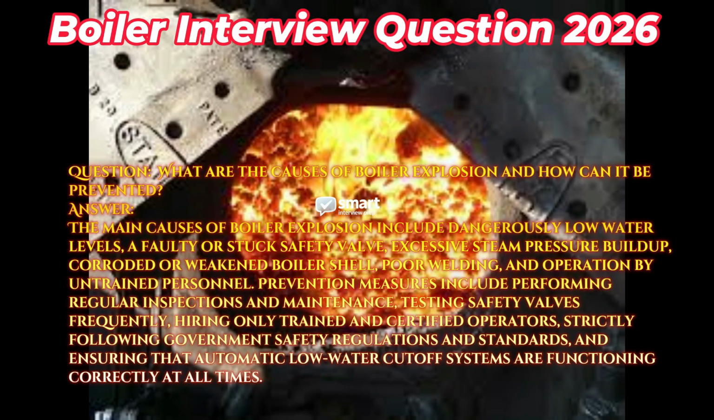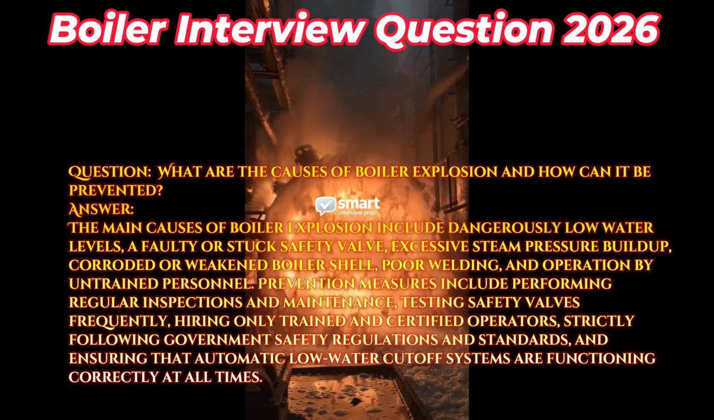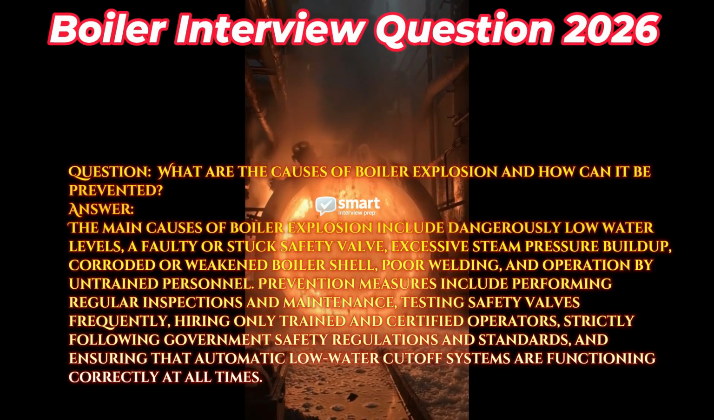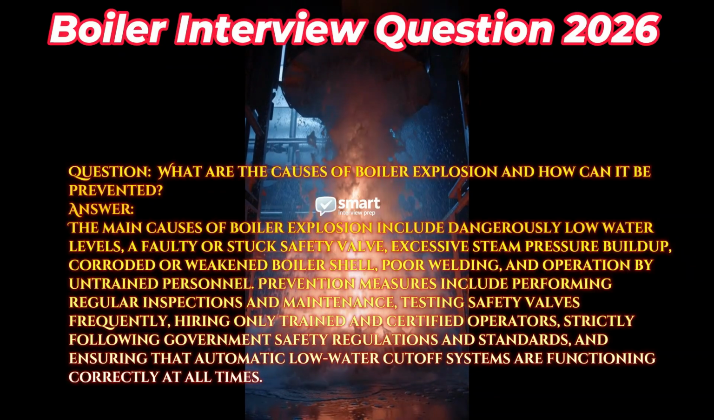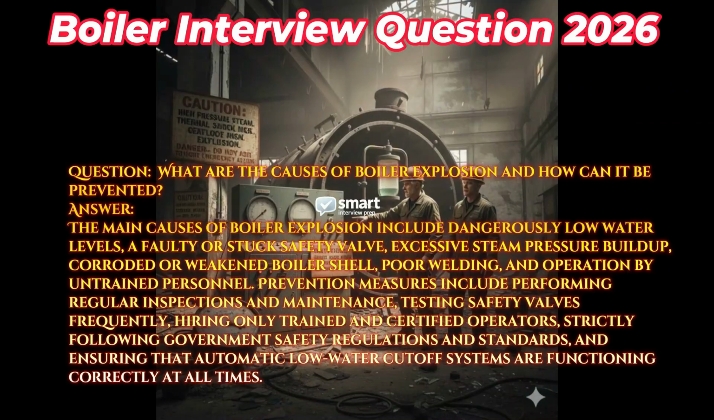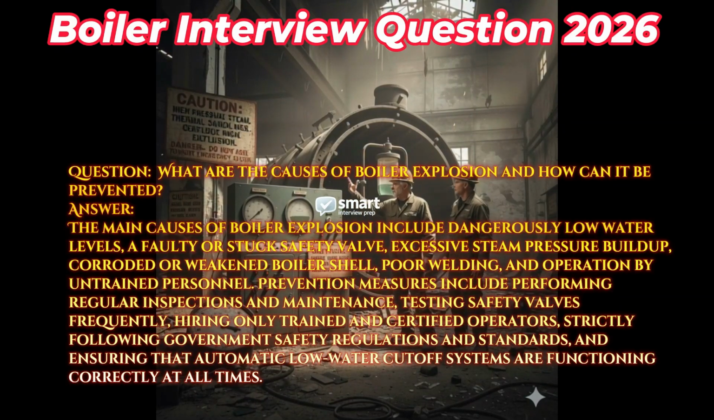Question: what are the causes of boiler explosion and how can it be prevented? Answer: the main causes of boiler explosion include dangerously low water levels, a faulty or stuck safety valve, excessive steam pressure buildup, corroded or weakened boiler shell, poor welding, and operation by untrained personnel.